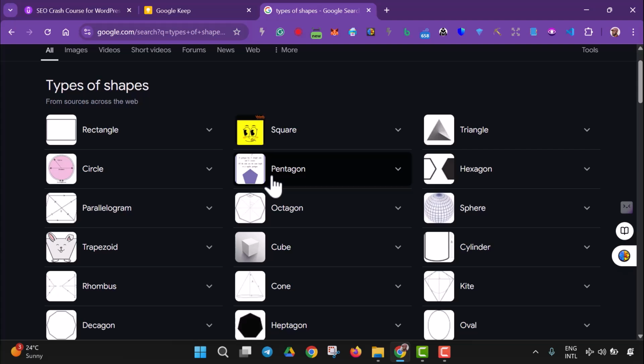We have 2D shapes, we have 3D shapes. So the cube falls into 3D shapes, and we have this as a 2D shape. Something like a trapezoid is a 2D shape. So we're still going to talk more about shapes, of course.